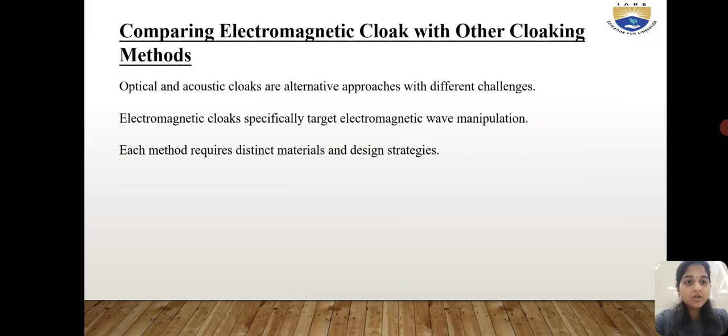Comparing electromagnetic cloaks with other cloaking methods. Optical and acoustic cloaks are alternative approaches with different challenges. Electromagnetic cloaks specifically target electromagnetic wave manipulation. Each method requires distinct materials and design strategies.